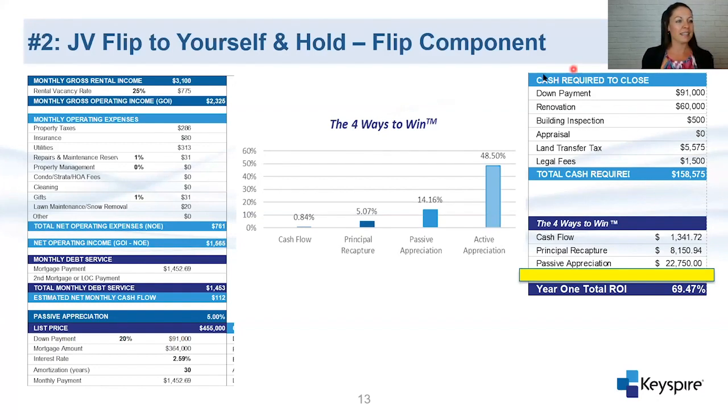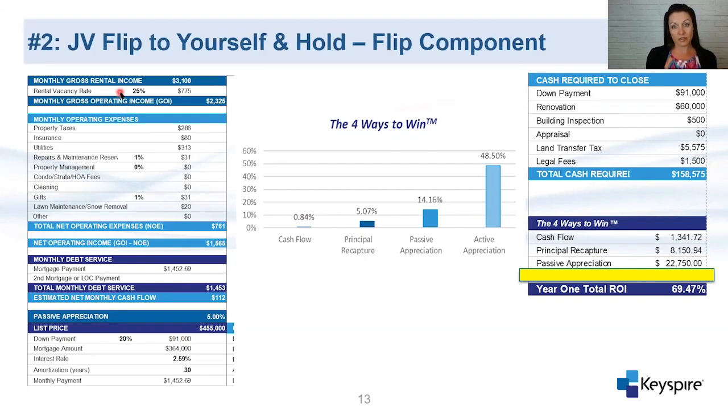So up here in the right-hand corner, we're gonna plug in that down payment of $91,000. We're gonna put in $60,000 for the renovation, and then we've got our building inspection, land transfer tax, and legal fees. So the total cash required to close on this property is $158,575.